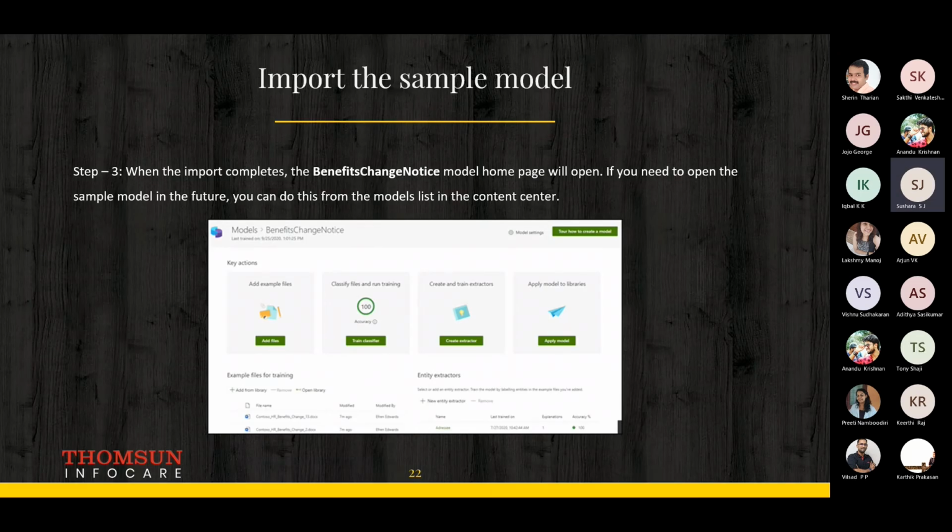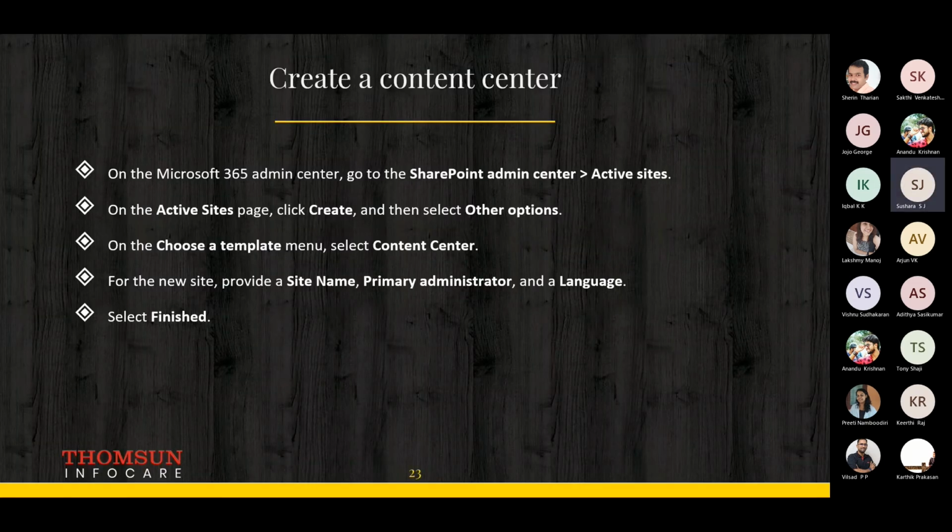These are the steps that we have to follow in order to create a content center. In the Microsoft 365 admin center, go to the SharePoint admin center and open Active sites. On the Active sites page, click Create and then select Other options. On the Choose a template menu, select Content center. For the new site, provide a site name, primary administrator, and a language. Then just click Finish.